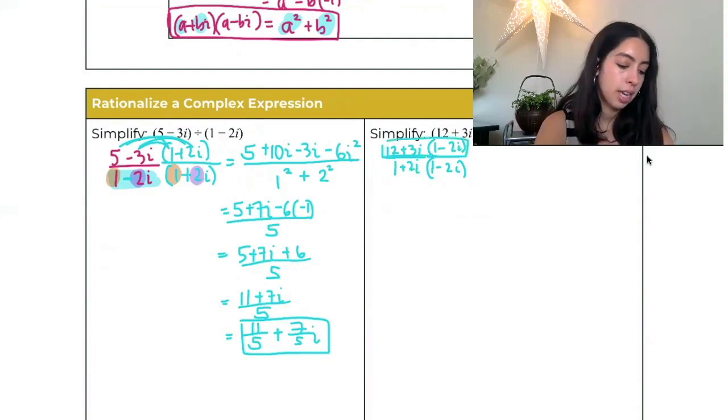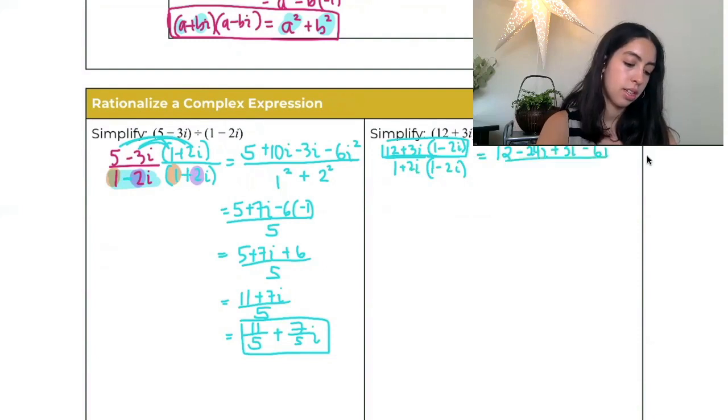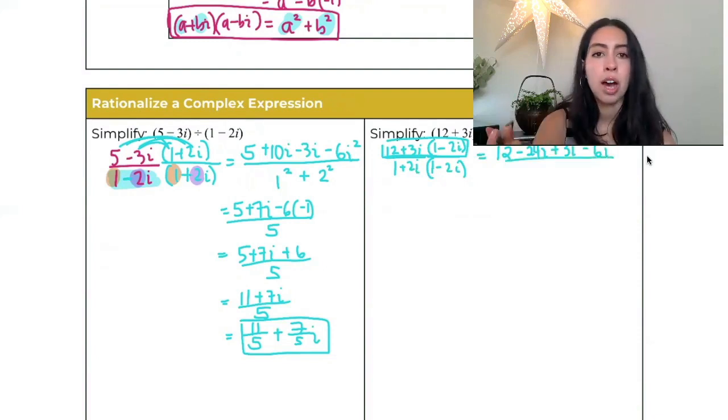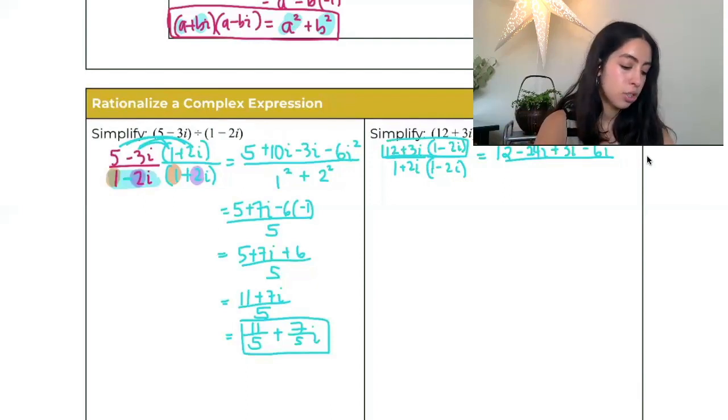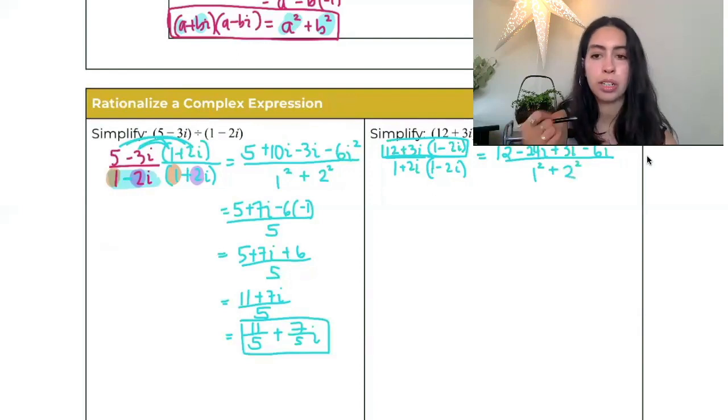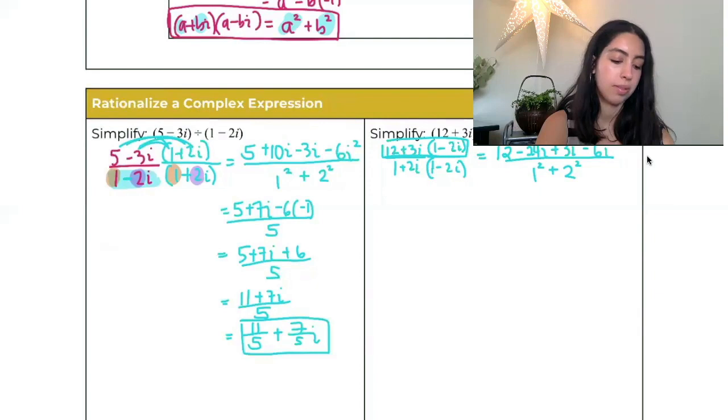FOIL it out, and that's going to give us 12 minus 24i plus 3i minus 6i squared, divided by our denominator, which is the multiplication of the conjugates. So all I would need to do again is take the a plus the b, our b is 2, and we square each of those and add them together.